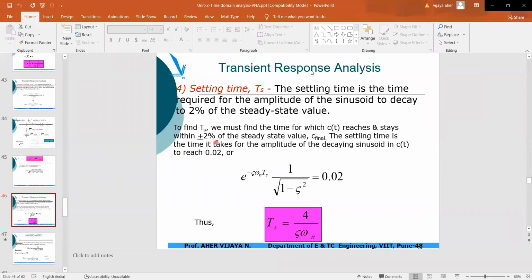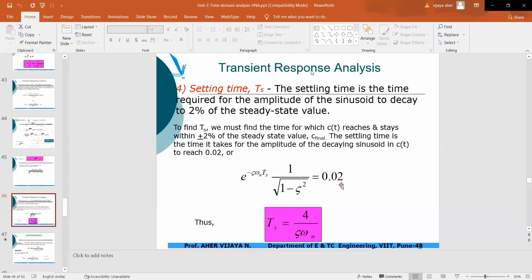Hence I have taken 98, that means minus 2%, and 102, that is plus 2% of steady state value. Steady state value is nothing but the final value of your output, C final. The settling time is the time it takes for the amplitude of the decaying sinusoid in C of t to reach up to 0.02. Or you can write the equation for settling time as e raised to the power minus zeta omega n into ts, where ts is settling time, into 1 divided by under root of 1 minus zeta square, is equal to 0.02.